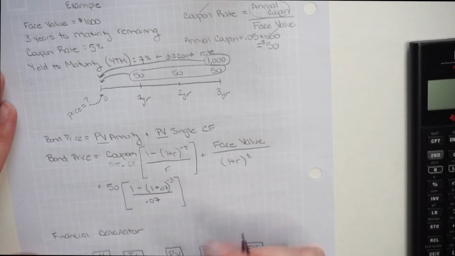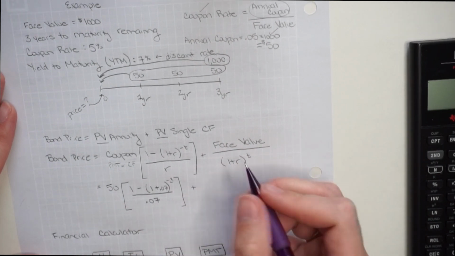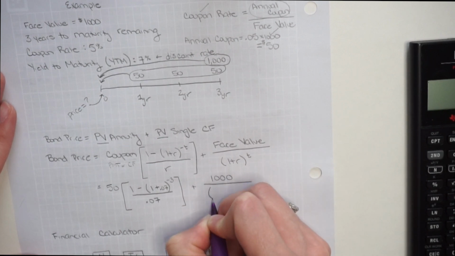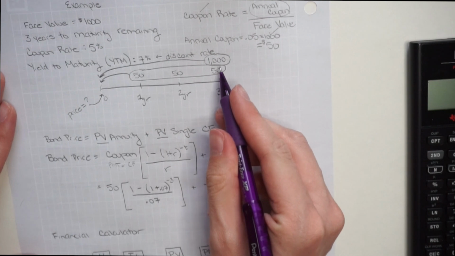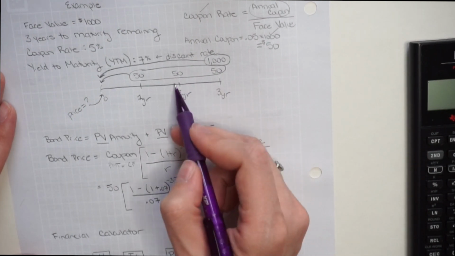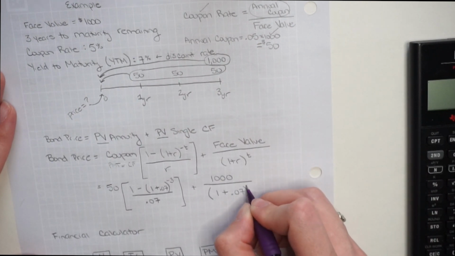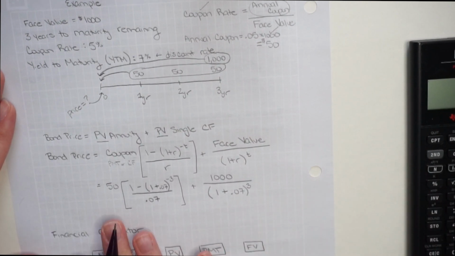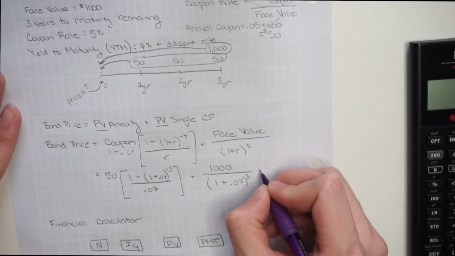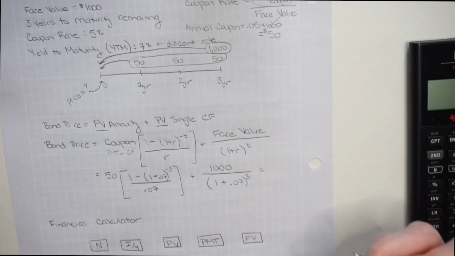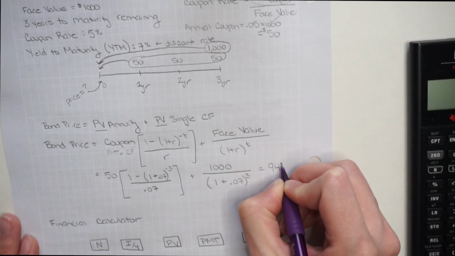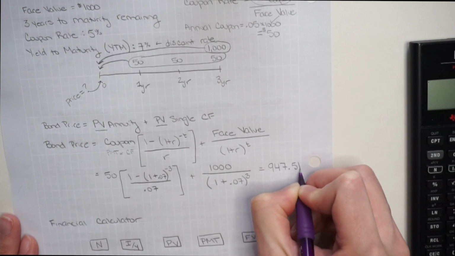That's my first term. Then to that, I'm going to add on the present value of a single cash flow. So my face value is 1,000. I'm discounting it back at, again, 7%, and I'm discounting it back 3 time periods. So now those are going to be my 2 terms, and I can go through and solve each one. I'm going to end up with a final answer of $947.51.